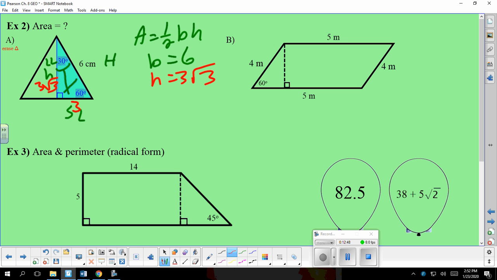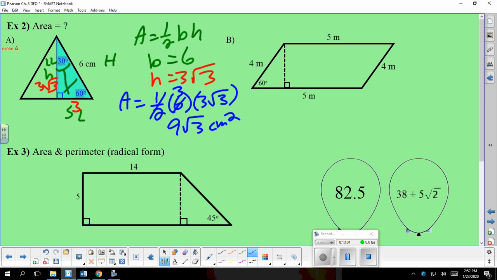And then I can plug those two in. So the area is going to be 1/2 times 6 times 3 root 3. Half of 6 is 3. 3 times 3 is 9 root 3 centimeters squared. There's my area.